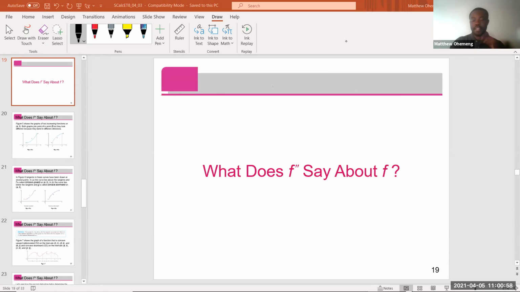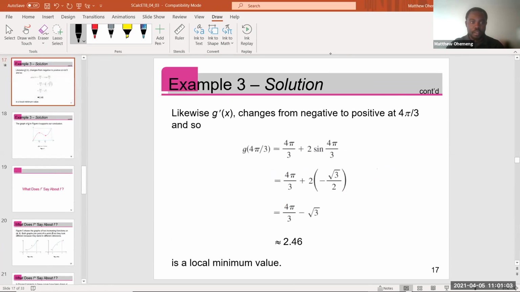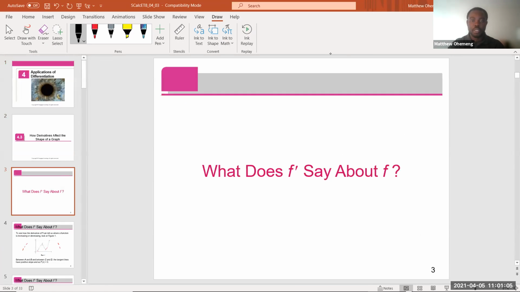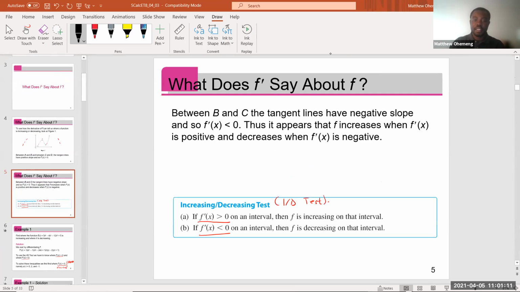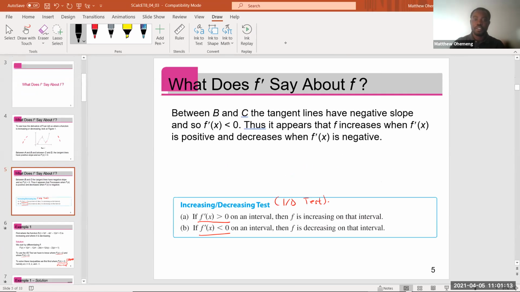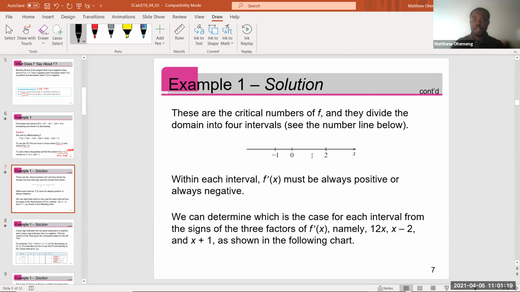We're looking at what F prime says about F. So let me go back, way back. We dealt with what F prime says about F, and we talked about the increasing or decreasing test, the ID test. We said that it's used to figure out the increasing or decreasing intervals of a function. For this one, we use the first derivative, so we ran through the procedure on how to do it.